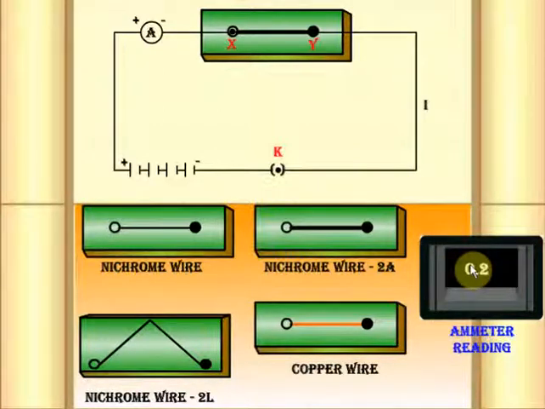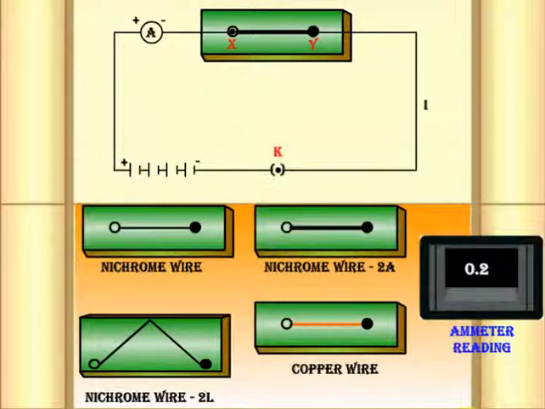What this means is that the current gets doubled when the area of cross section of the nichrome wire is doubled. Or we can say that the resistance gets halved when the area of the cross section of the nichrome wire is doubled, isn't it? So current becomes double, resistance becomes half if the area is double, or resistance is inversely proportional to area of cross section. So this is another interesting fact we found out.